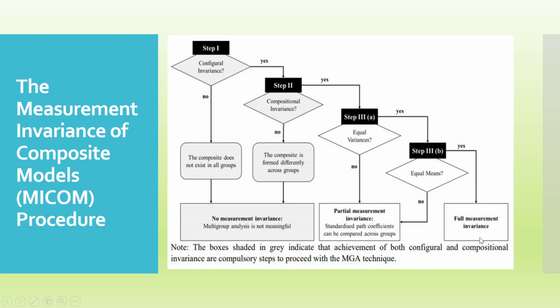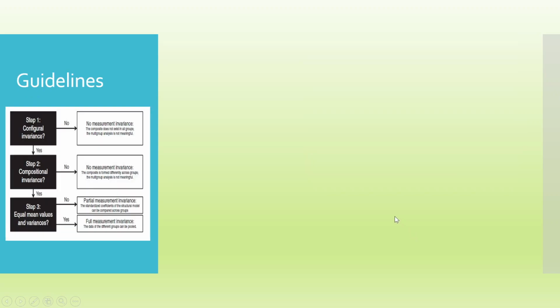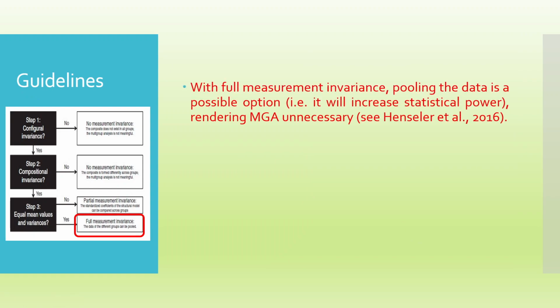Now what to do if we get full measurement invariance and if we achieve partial measurement invariance? See, with full measurement invariance, pooling the data is a possible option. It will increase the statistical power. Running the multi-group analysis is completely unnecessary according to Henseler 2016.